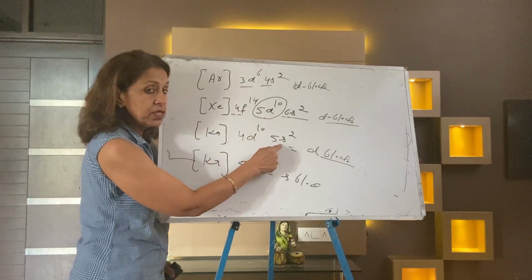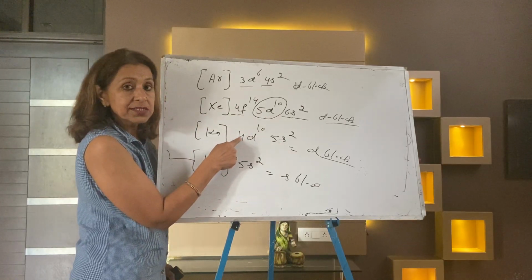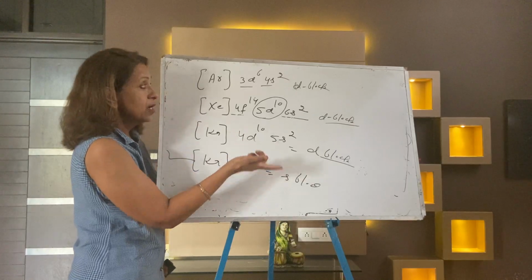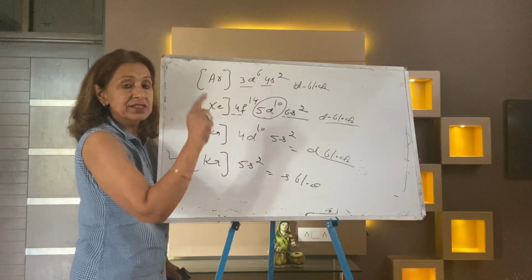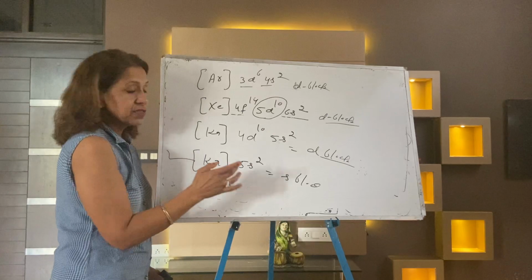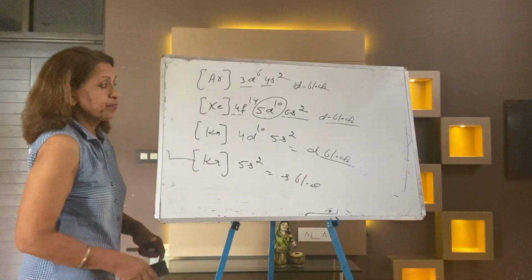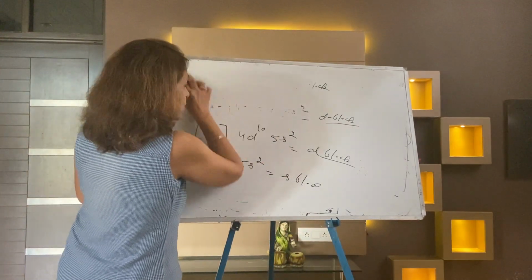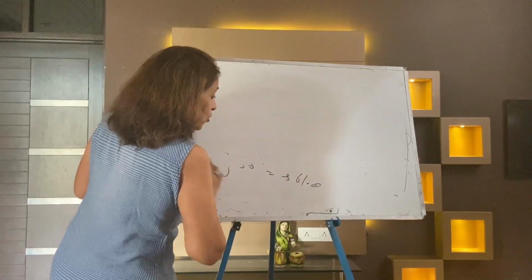Same, first filled this, next this. The last electron we have filled in d. So it's d. First this, next this. Last electron goes to d. But in this case, the last electron goes to s. So three questions are solved from the modern periodic table.